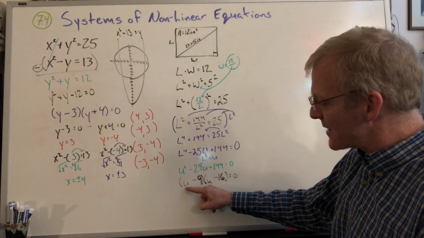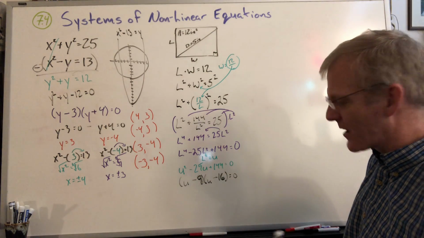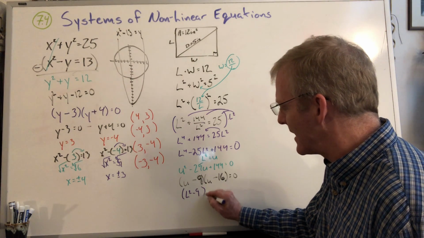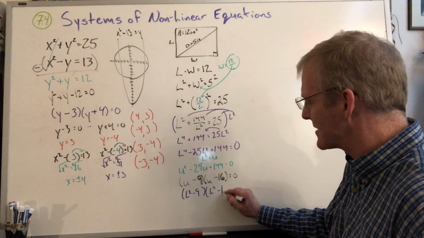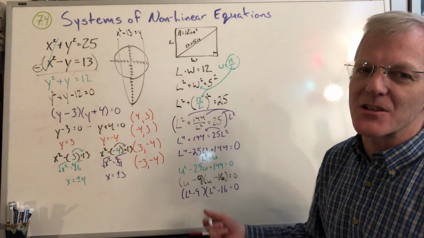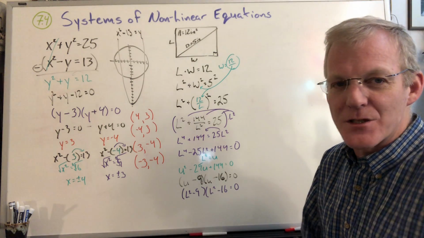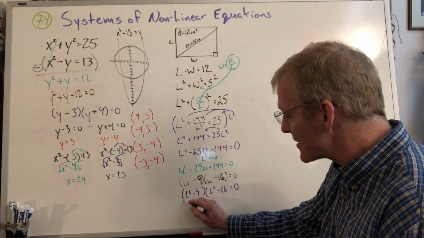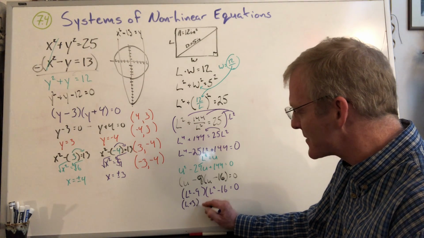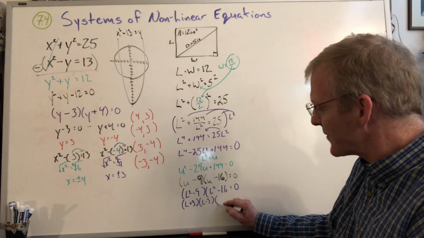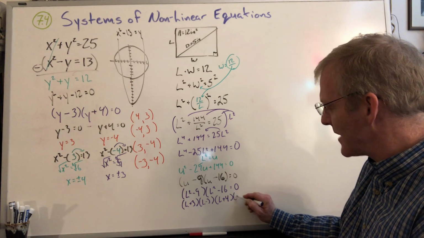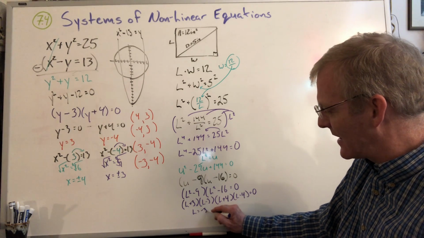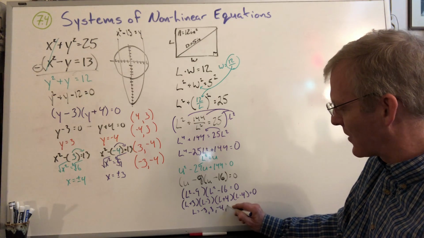So now resubstitute u with L squared, and you're right back to your original: L squared minus 9 times L squared minus 16 equals 0. And oh my gosh, guess what? I hope the alarms are going off because those are differences of two squares. Those are two specials that you should have memorized, right? This factors into L plus 3 times L minus 3. This factors into L plus 4 times L minus 4. And you can now see L equals negative 3, positive 3, negative 4, and positive 4.